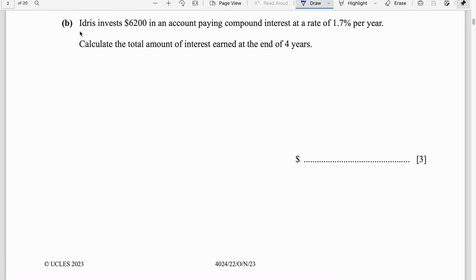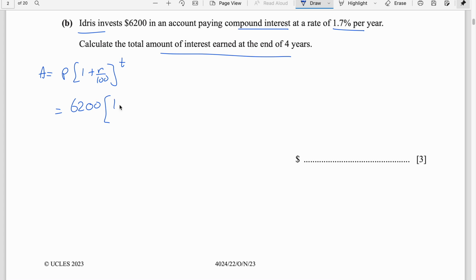B part says Idris invested $6,200 in an account paying compound interest at a rate of 1.7% per year. Calculate the amount of interest earned at the end of 4 years. So compound interest, A equals P into (1 plus R by 100) power T. You write T or N, it is one and the same thing. 6,200 is the principal amount, interest is 1.7, time is 4 years.